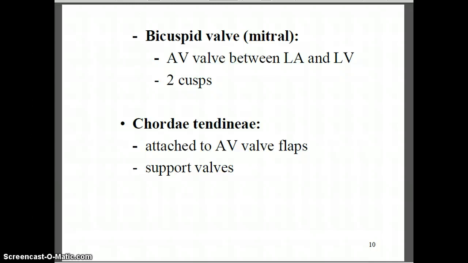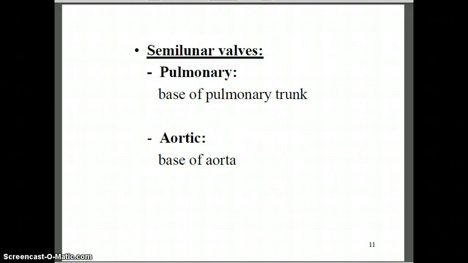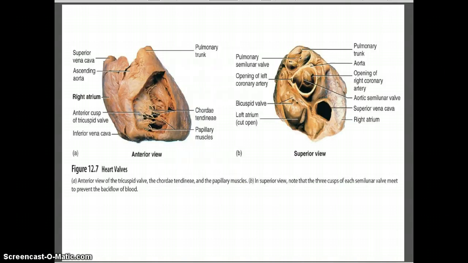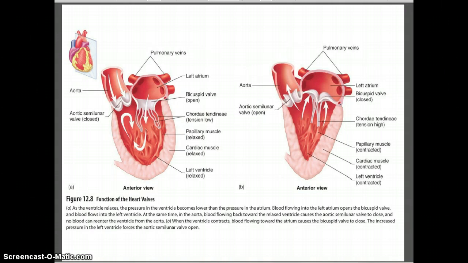The chordae tendineae are little threads of connective tissue that attach the AV valve flaps to papillary muscles, and they support the valves. Semilunar valves are between the pulmonary trunk, the pulmonary arteries at the base of the pulmonary trunk, and the aortic semilunar valves at the base of the aorta. We'll take a look at these in a moment diagrammatically as well. Here is an actual picture showing you the papillary muscles, the chordae tendineae, and some of the AV valves and their cusps. Make sure you understand the functions of the papillary muscles too.